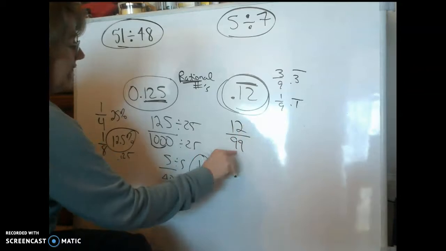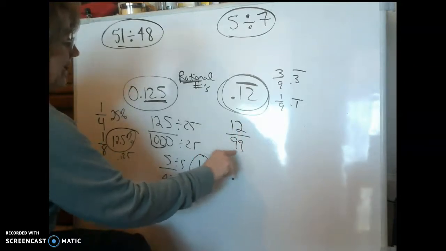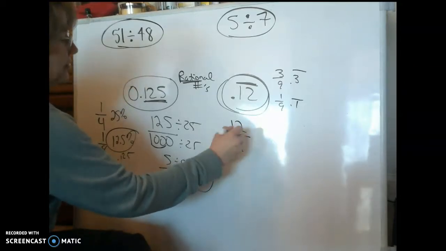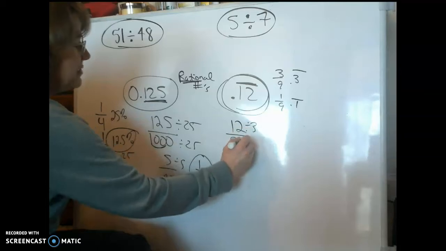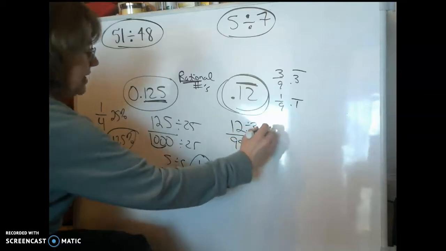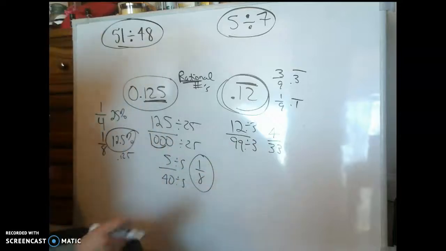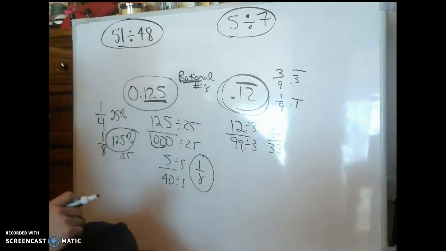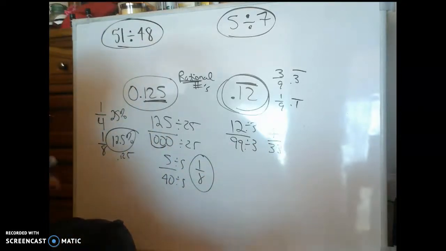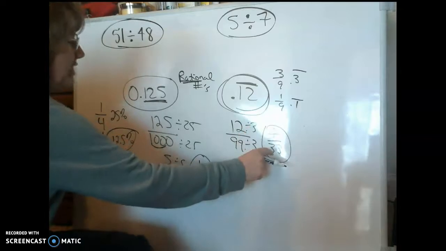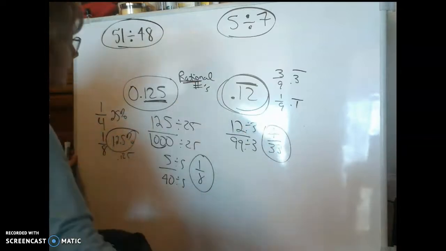But then again, I know my divisibility rules. If I add this up, it's 18. Add that up, that's 3. So I know both of these are divisible by 3. So it looks like that is what? 4, is that 4 over 33? Okay. And the other way of doing that, so notice this is a ratio, so that's why repeating decimals are rational.